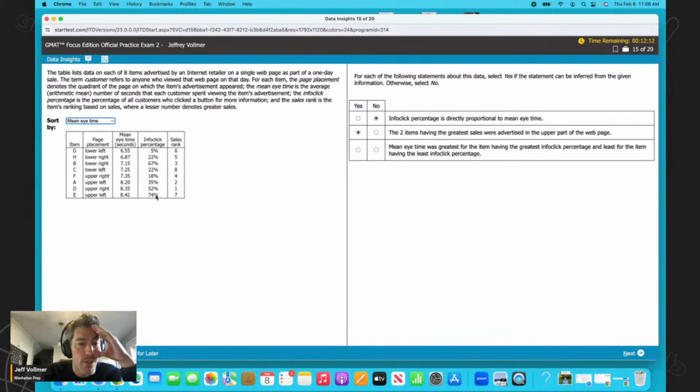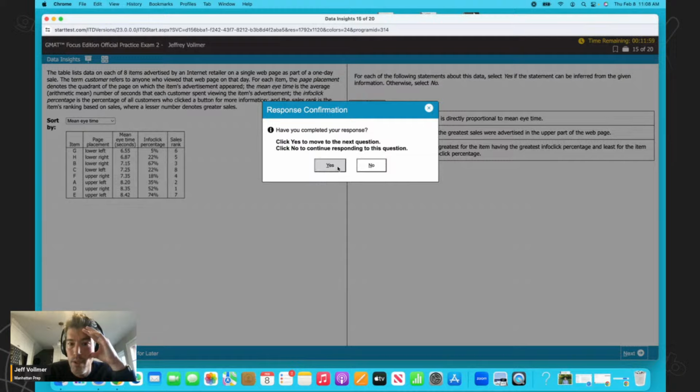Highest info click percentage. 74 looks to be the highest. Yep, good. And then the lowest mean time, least info click percentage, that one looks good too. I'm gonna click yes. 12 minutes, 5 questions.